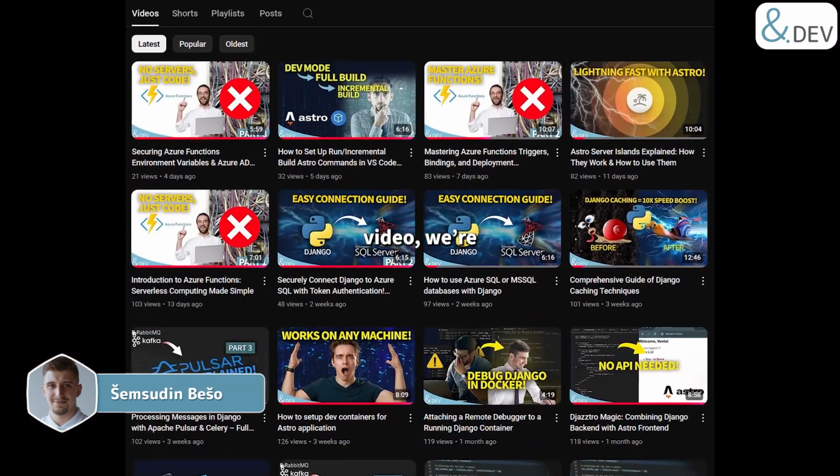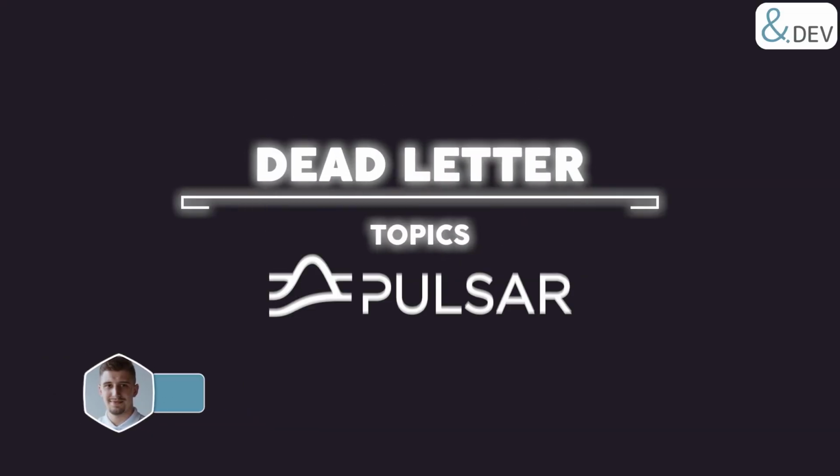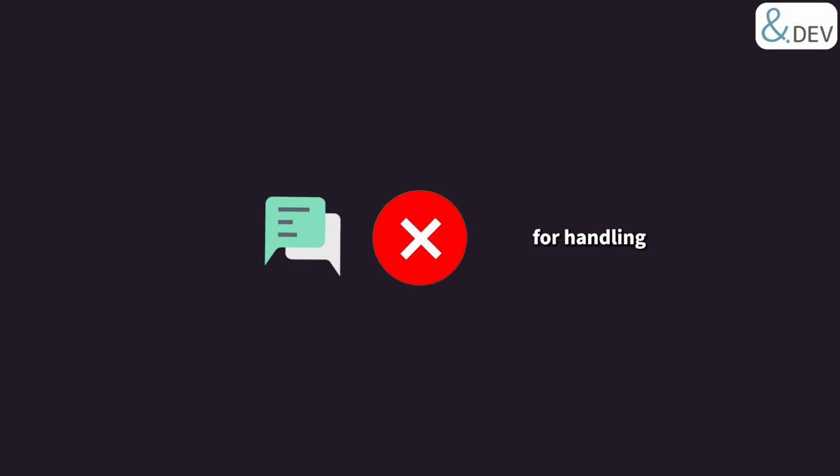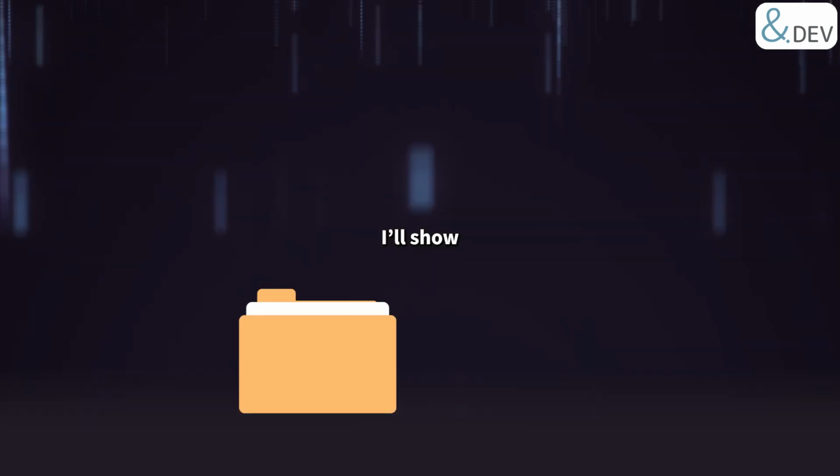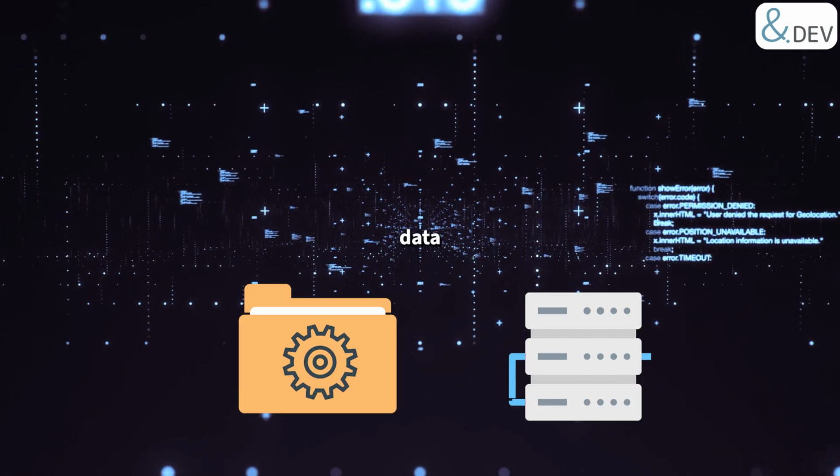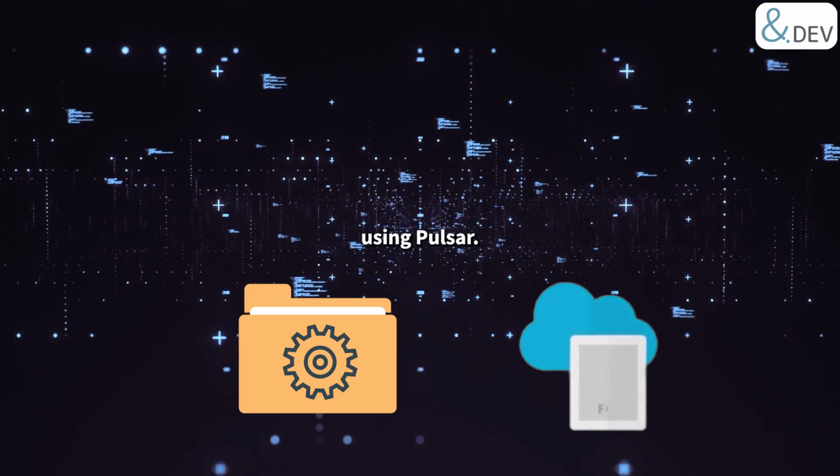In today's video, we are diving into dead letter topics in Apache Pulsar, a crucial feature for handling failed messages. Plus, I will show you how to migrate existing data from an old service to a new one using Pulsar.